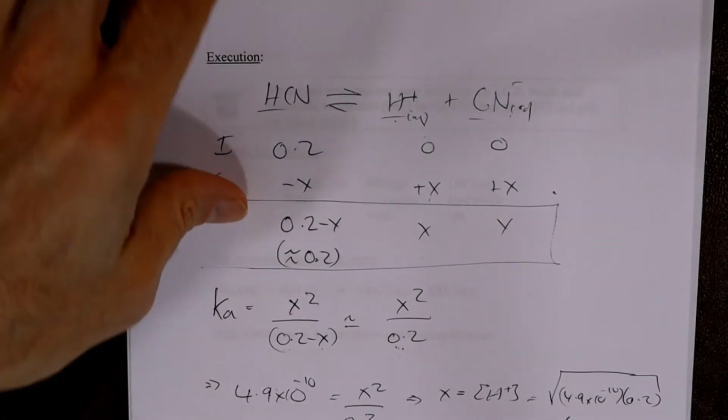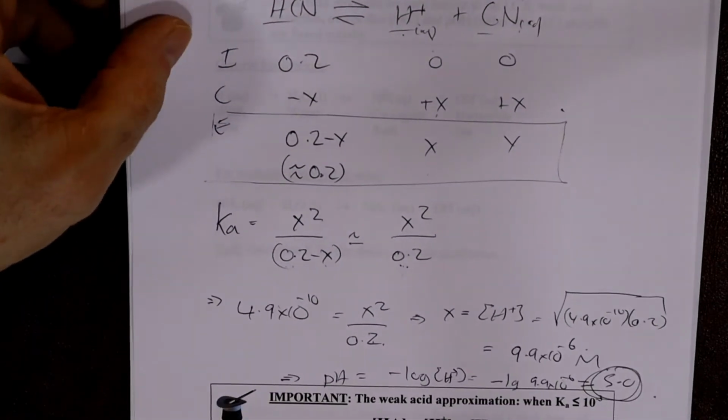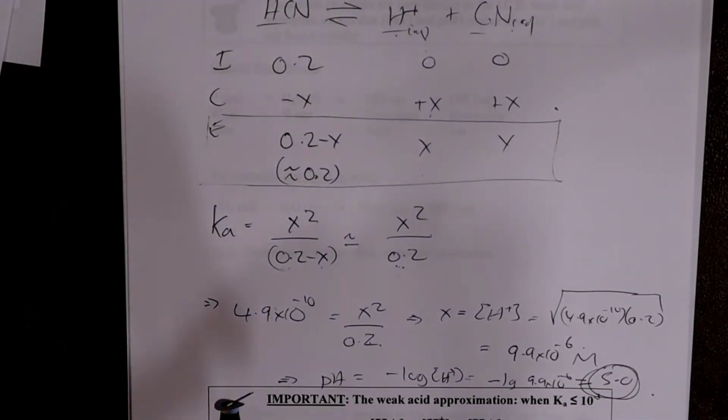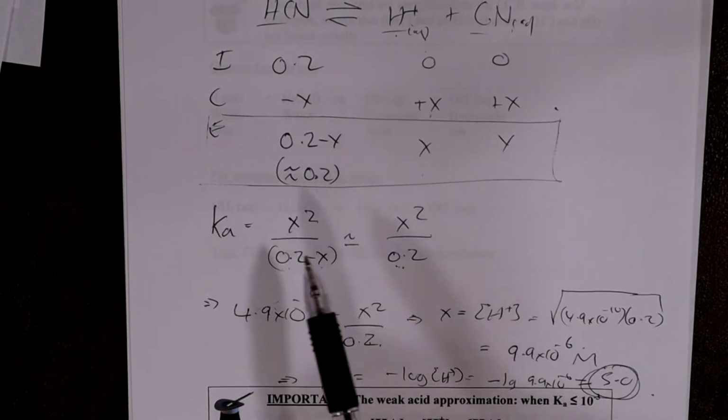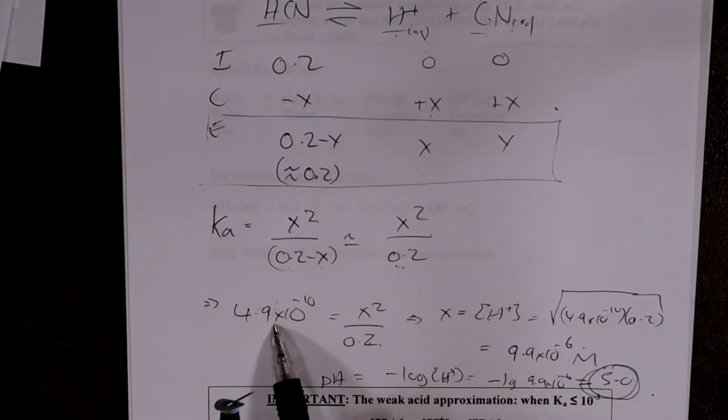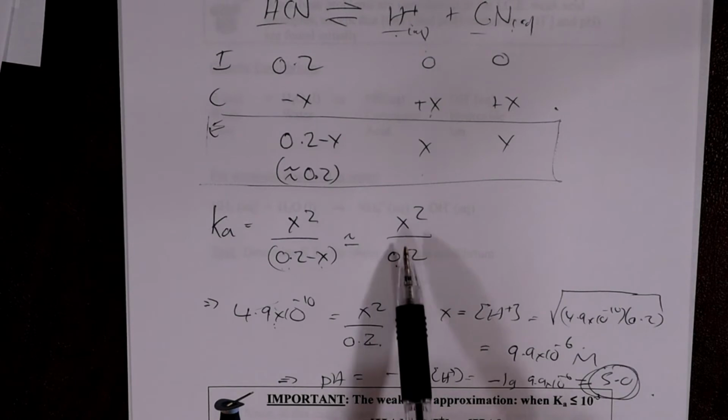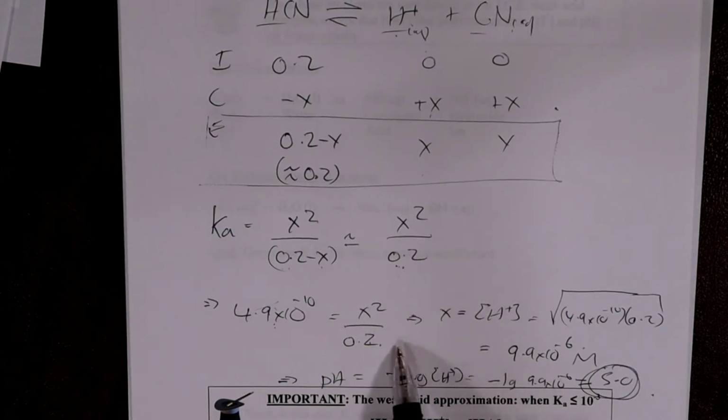Again, off the bottom of the page. Excuse that. So I just ran the algebra. Ka equals x squared, just rearranged to find x, which is H plus, then minus log of H plus. And there's a formalization of the weak acid approximation.